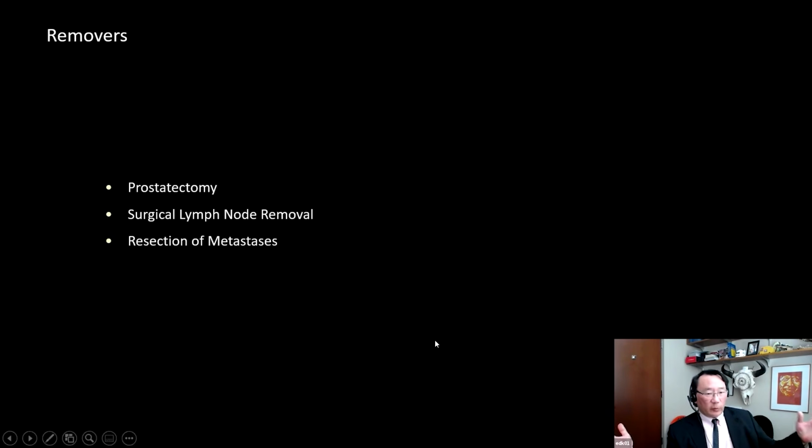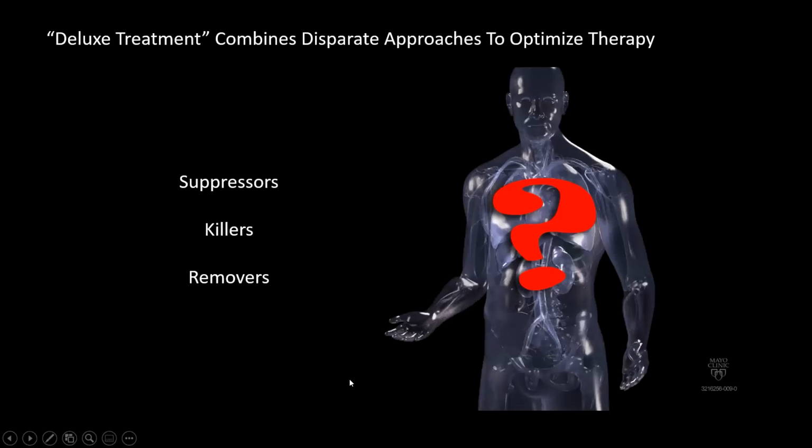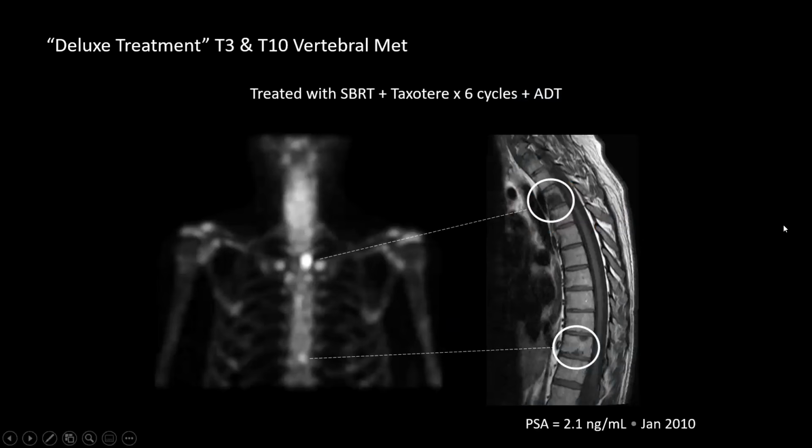And then the removers are self-evident. The removers are things like prostatectomy, surgical lymph node dissection or removal, resection of metastases. These are the removers of cancer. So when we talk about deluxe treatments, a lot of times we talk about using a suppressor along with a killer and along with a remover to knock disease out.